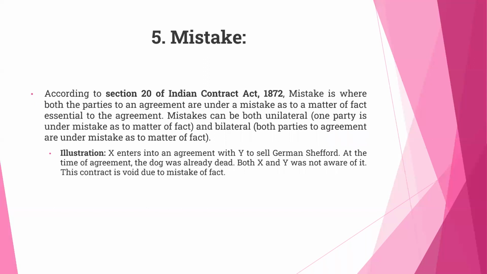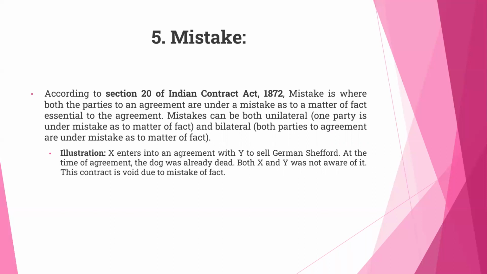Then the last one is mistake. According to Section 20 of the Indian Contract Act 1872, mistake is where both the parties to an agreement are under a mistake as to a matter of fact that is essential to the agreement. Mistake can be both unilateral and bilateral. Unilateral means one party is under a mistake as to a matter of fact. Bilateral means both the parties to the agreement are under a mistake as to a matter of fact.